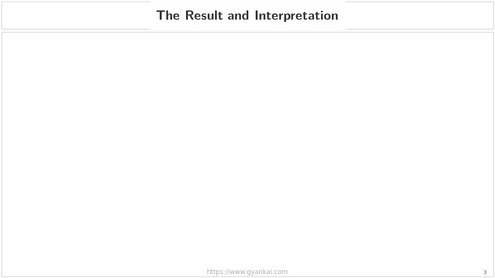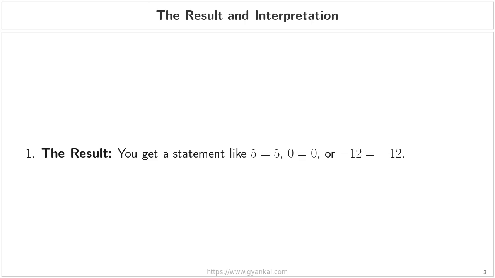Now that we understand that the variables might disappear during substitution, let's look at what actually happens to the equation and, more importantly, what that tells us about our system. First, let's look at the result. When you perform the algebra, you won't find a specific value for x or y. Instead, the variables will vanish, and you will be left with a simple mathematical statement where both sides are identical. For example, you might end up with 5 equals 5, 0 equals 0, or negative 12 equals negative 12.